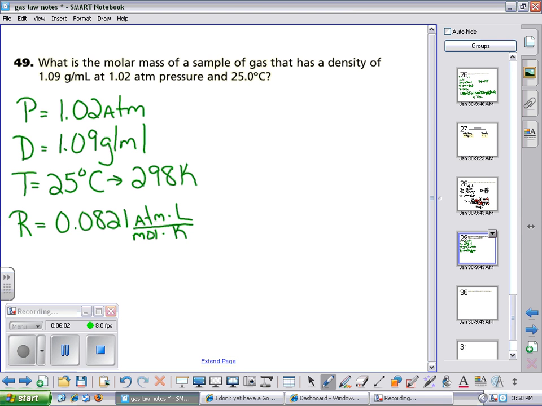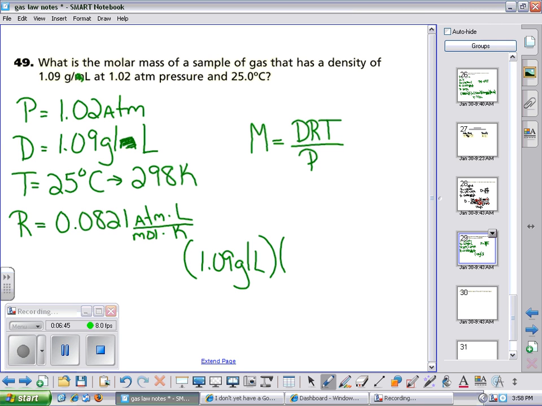So I'm looking at this problem and there is a typo in there. This should be grams per liter, not grams per milliliter. So we'll get rid of that. Don't know where that came from, but that's okay. We'll go ahead and solve for molar mass. Molar mass is dirt over P. So we take the density, 1.09 grams per liter.